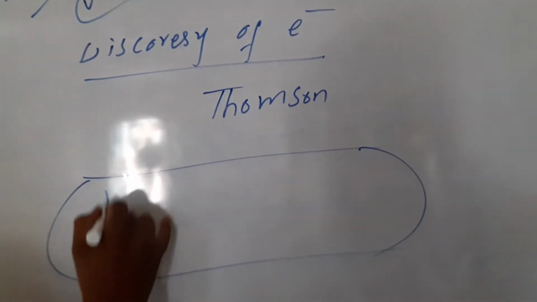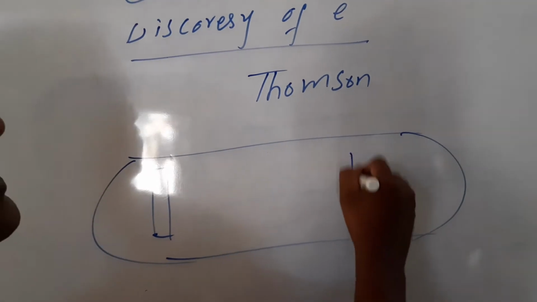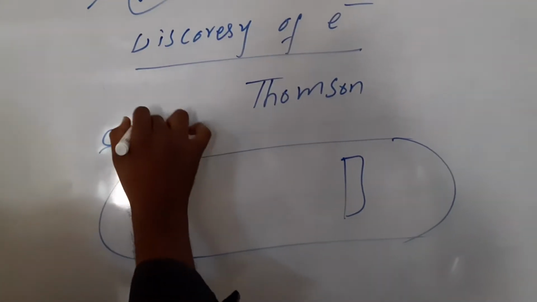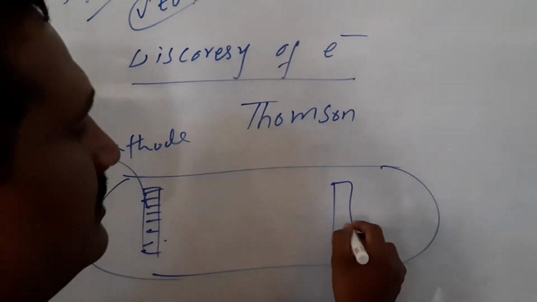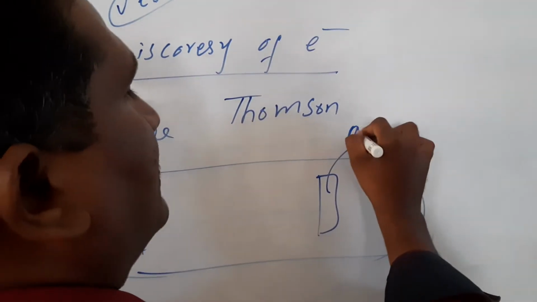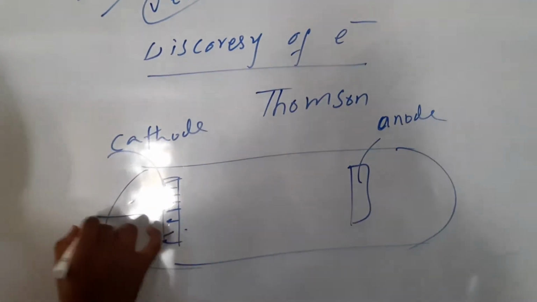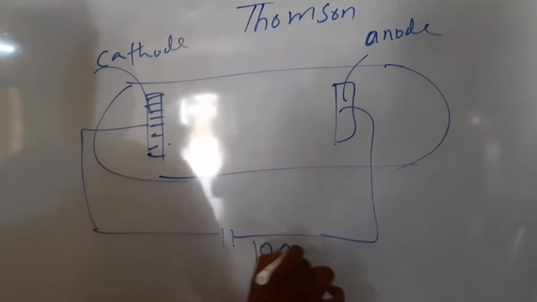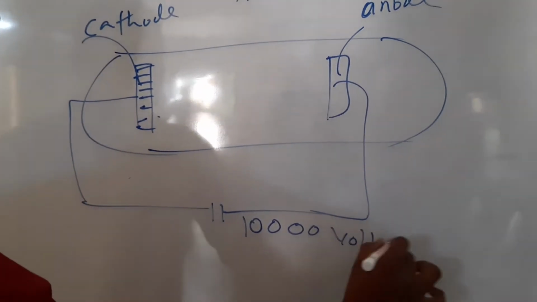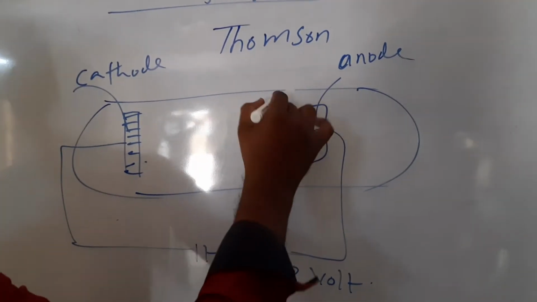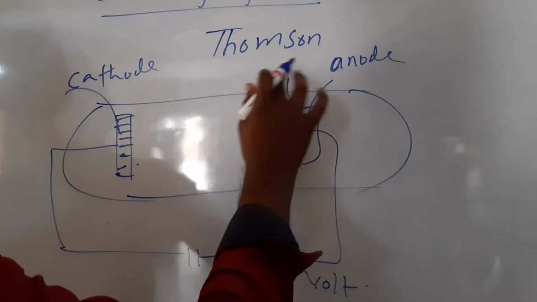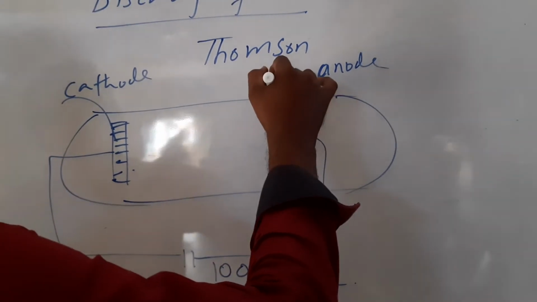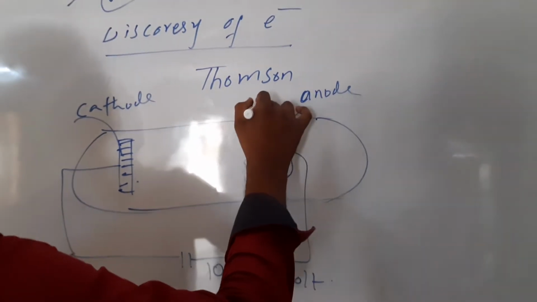In the discharge ray cathode tube, he has taken the cathode metal. This is the cathode and this is the anode. These are connected to a battery with 10,000 volts. Here there is an outlet, and from here it goes to the vacuum pump.